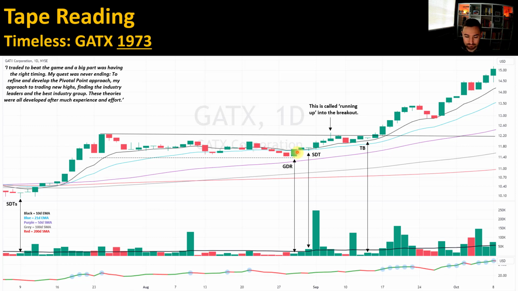So I'm looking at this here. Well, I wasn't looking at it in 1973, but as I then analyze this base and see how did the stock actually absorb supply?